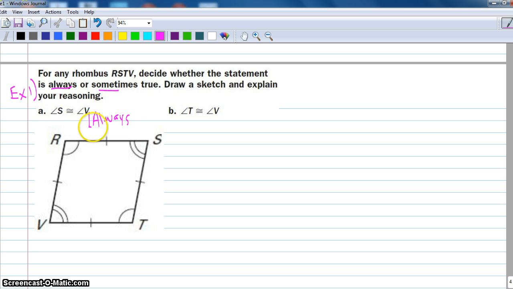Always for A. For B, T is congruent to V. Well, right here they're not. So then you can't put always, and you're thinking, well, why sometimes? They're not congruent here. Well, in a square, because a square is a rhombus, these two would both be 90. That's why it is sometimes.